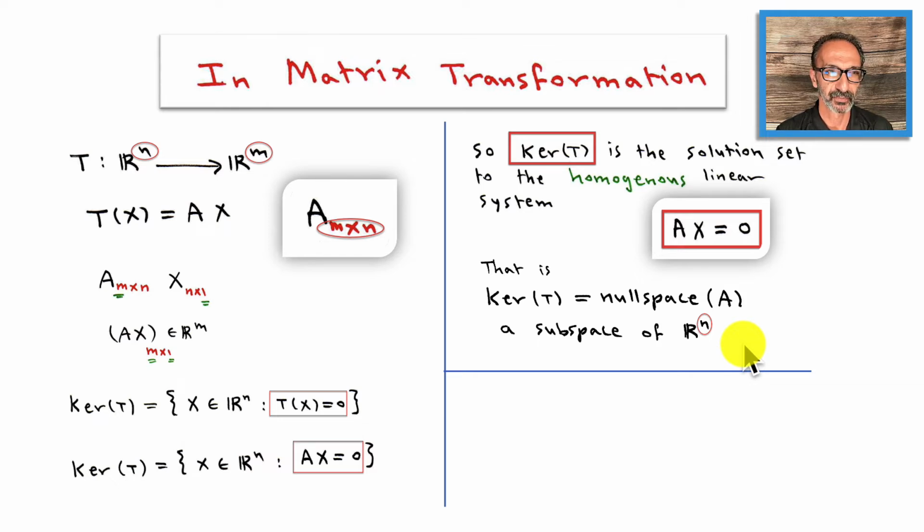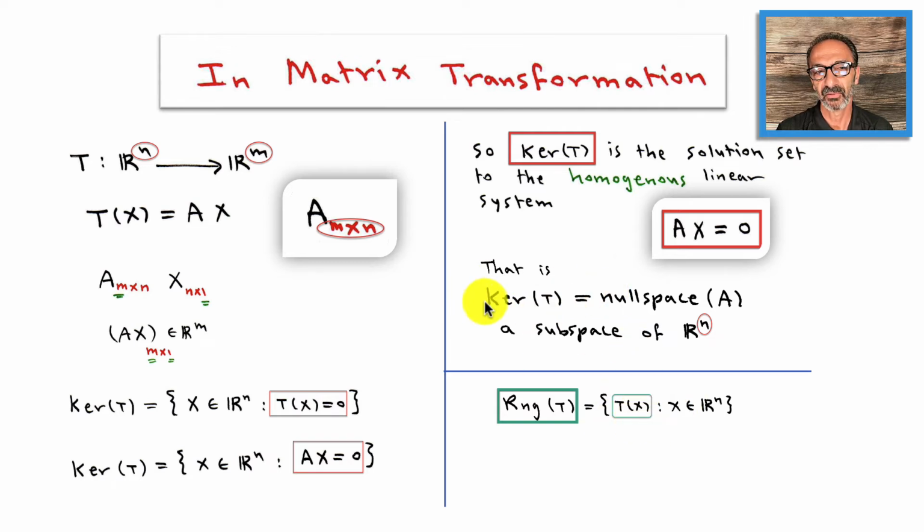What is the range? The range is the set of vectors that are images of this kind of transformation. It could be onto, could be all of it, and it doesn't have to be. So the range will be T of x, that's my outputs, such that we take those x's from V or R to the n. The name of the kernel is the null space. The name of the range is the column space of the matrix A. It's a subspace of R to the m, which could be all of it, but it doesn't have to be.